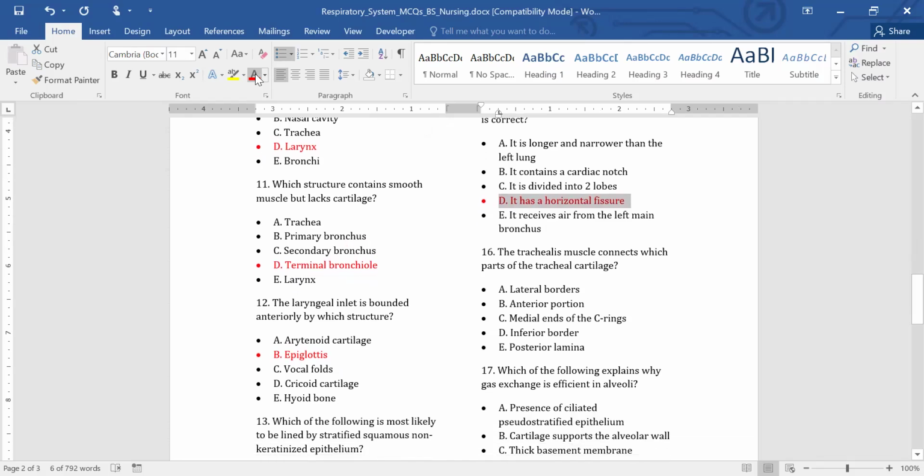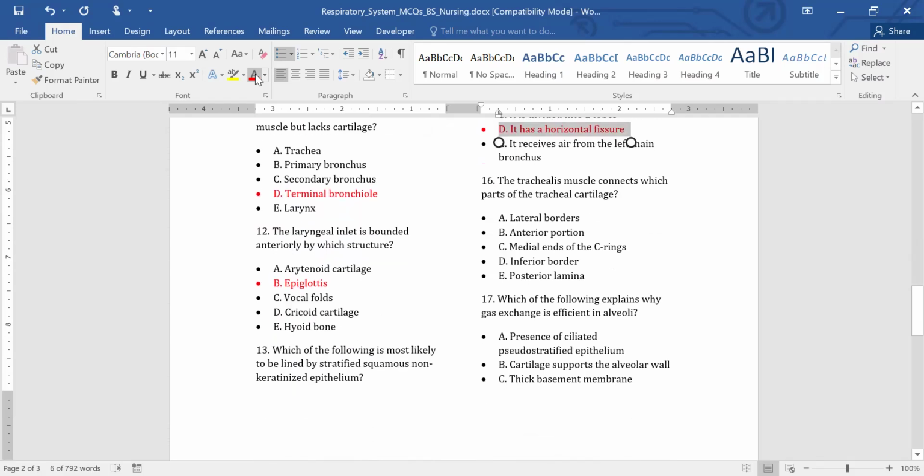Trachealis muscle connects which part of the tracheal cartilage? The lateral borders, interior portion, medial ends of the rings, inferior border, or posterior lamina. So it is the posterior lamina.